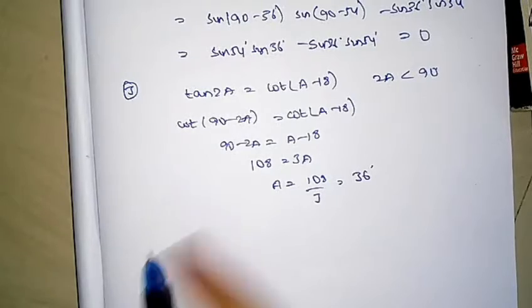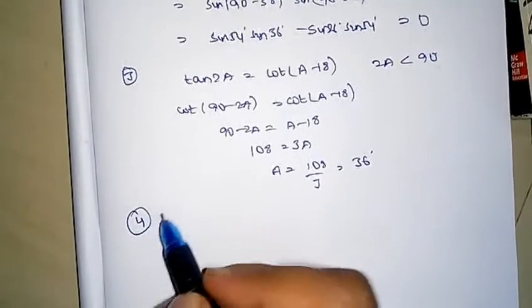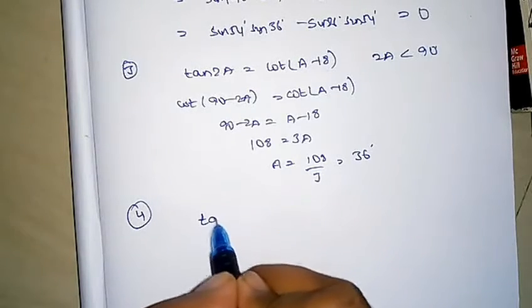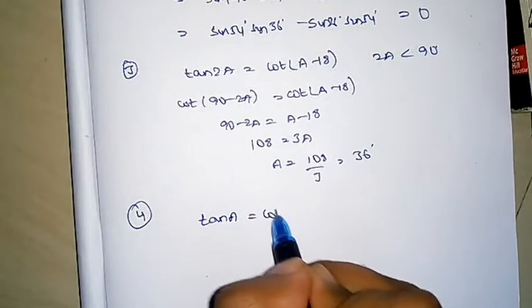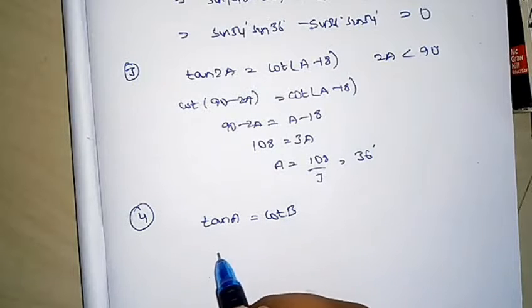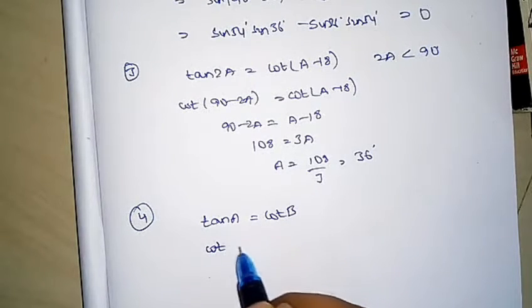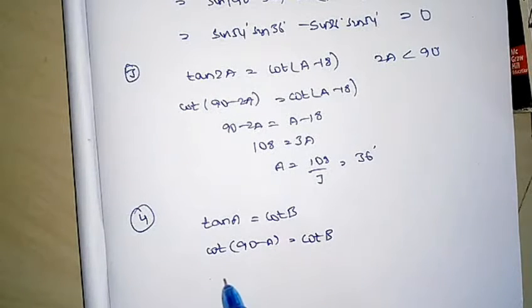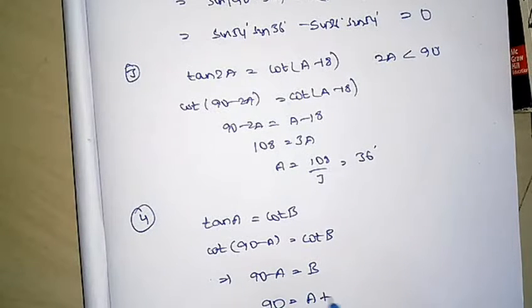Fourth question. If tan A is equal to cot B, where A and B are acute angles, show that A plus B is equal to 90. Given tan A is equal to cot B, you know that tan A is cot (90 minus A), which is equal to cot B. This implies 90 minus A is equal to B. Therefore, 90 is equal to A plus B.